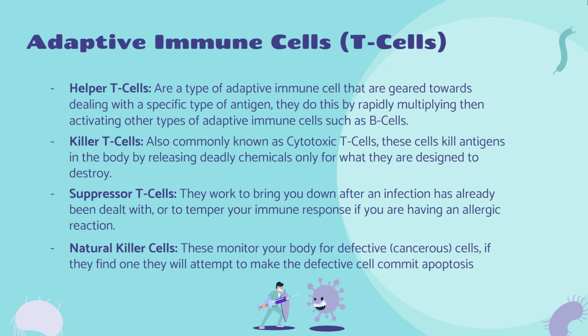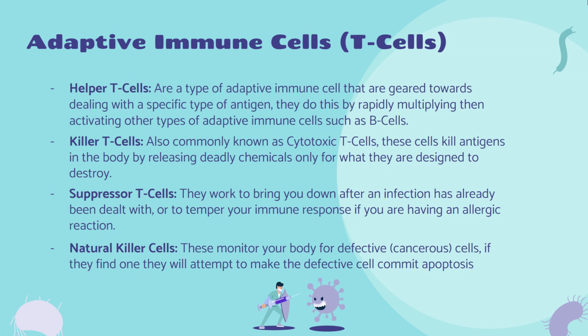Moving down the list, we have suppressor T cells. They work to bring you down after an infection has already been dealt with, or to temper your immune response if you're having an allergic reaction. This is just so your immune response ends, and so you don't have an immune response going forever, because that will eventually wear your body down and kill you.